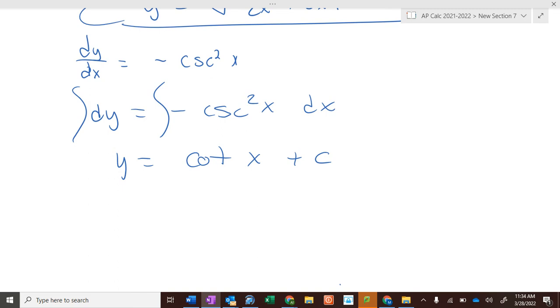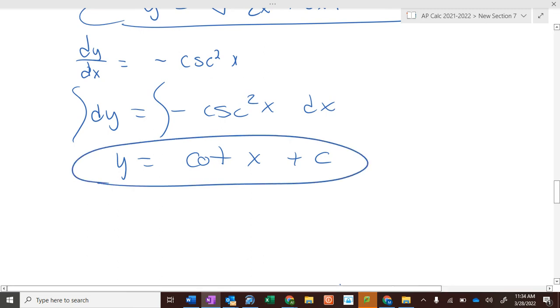Ta-da! So the integral is that. That's the general solution. I get that. I got it right here. Yeah, it was right. Well, yeah, it was designed to work out well.